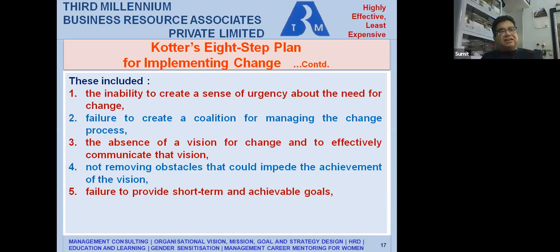So exactly the same principle applies here in the fifth point. Please provide some short-term goals also so that they can feel elated, happy that we have achieved something, we are on the right track, right? Next problem that managers don't realize: the tendency to declare victory too soon. Okay. So the moment you have some initial steps, yes, you have done a good job, but don't start thinking that you have won.